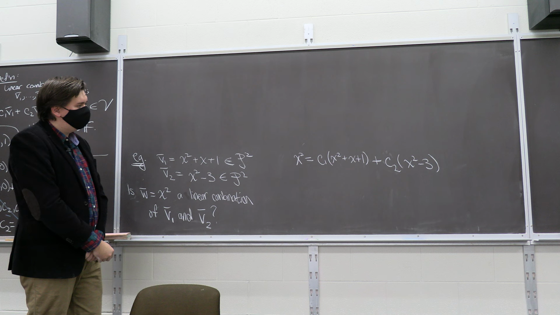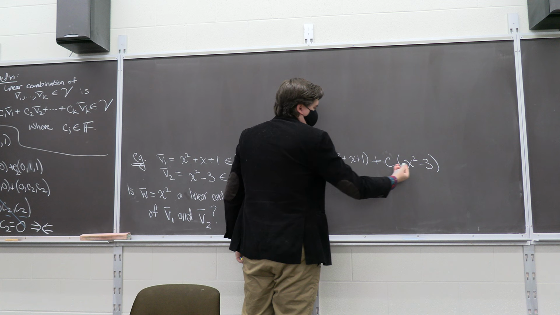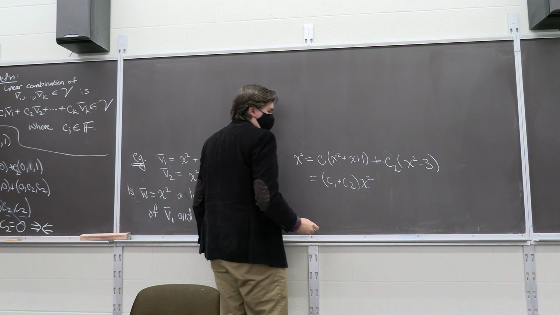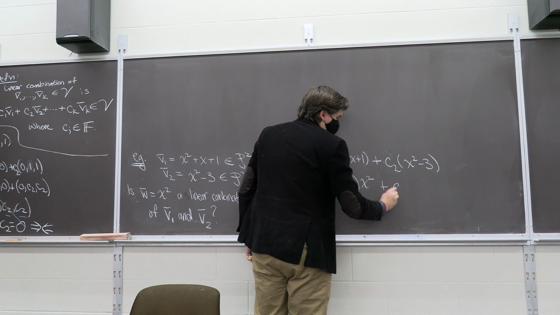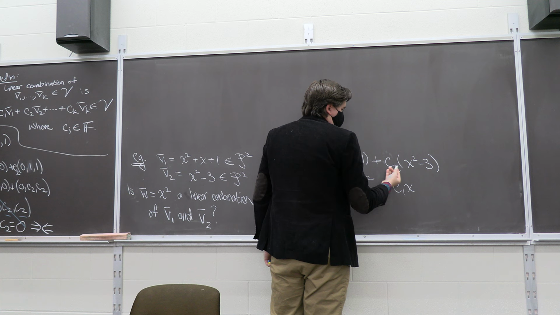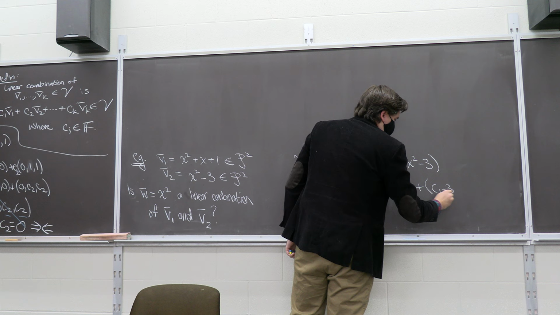Well, we can rearrange this. Here I have c1 x squareds and c2 x squareds. So I have c1 plus c2 x squareds, plus I have c1 copies of x and no copies of x from the second, so plus c1 copies of x. Here I have c1 copies of 1 and negative 3 copies of c2, so I have c1 minus 3 c2.